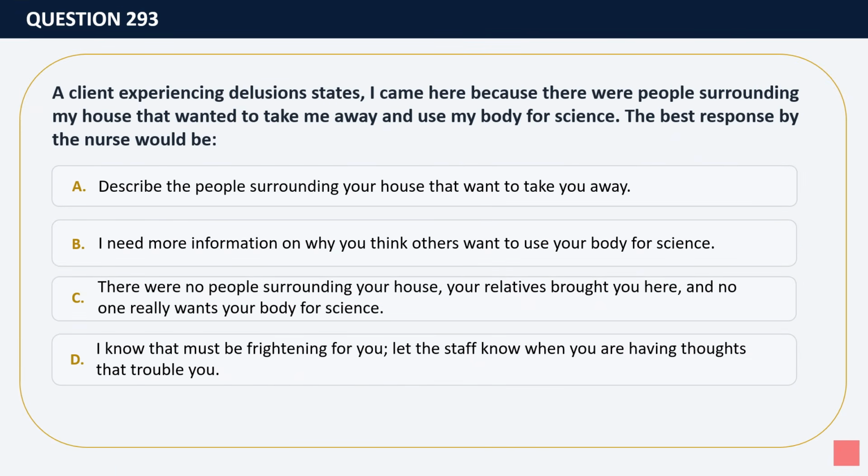Question 293. A client experiencing delusion states, "I came here because there were people surrounding my house that wanted to take me away and use my body for science." The best response by the nurse would be A. Describe the people surrounding your house that want to take you away. B. I need more information on why you think others want to use your body for science. C. There were no people surrounding your house, your relatives brought you here, and no one really wants your body for science. D. I know that must be frightening for you, let the staff know when you are having thoughts that trouble you.